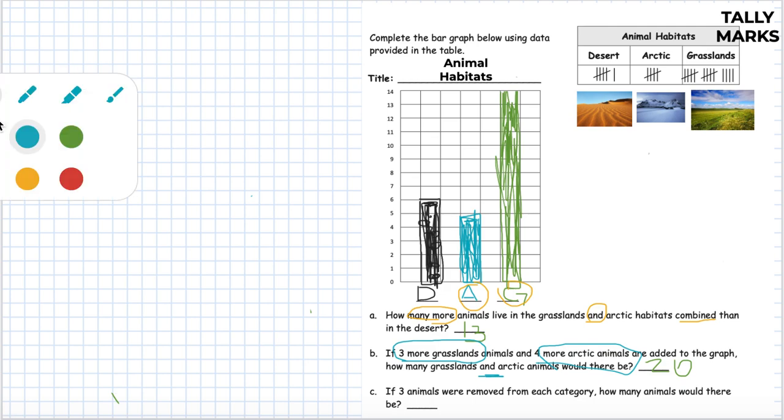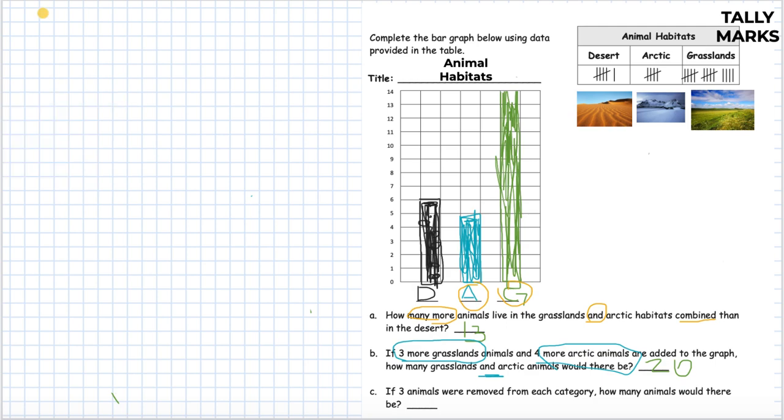So let's look at the graph. We currently have 6 in the desert, so we would need to subtract 3 or remove 3, and that's going to give us an answer. We have 5 in the Arctic, so if we have 5 and we take away 3, that's going to give us an answer. And then we have 14 and we take away 3. What answer is that going to give us?